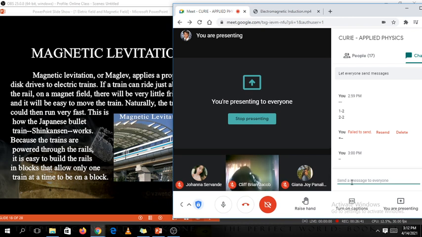So what happens if there is less friction? What will happen to the movement of the train? Faster acceleration. If there is less friction, doesn't friction go opposite to the direction of motion? Because there is no contact between the train and the railings, nothing slows down the train. So that's why the train can travel very fast because of the absence of friction. And because there is no friction, there is no heat, no heat loss, no energy loss.